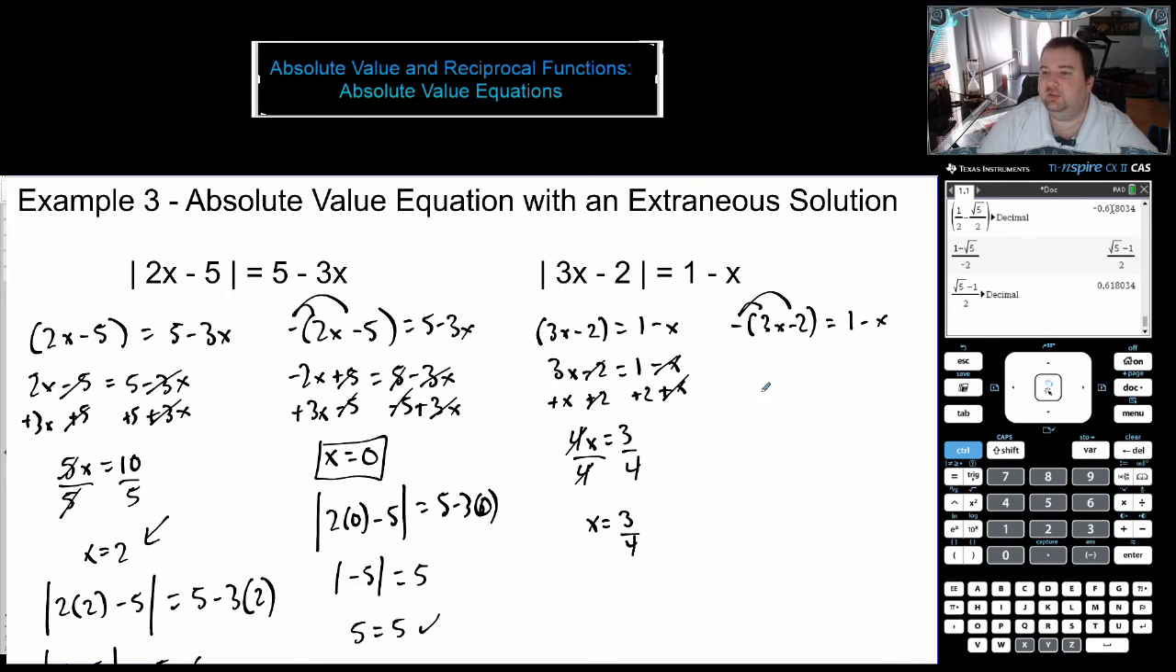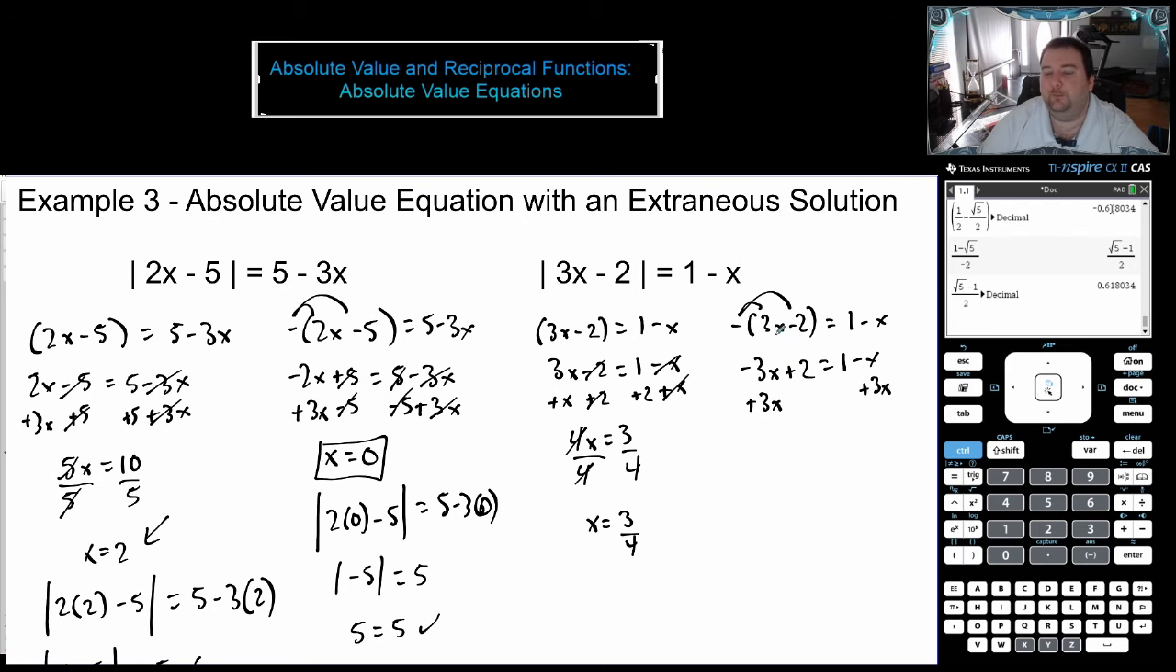Let's distribute the negative signs. Negative 1 times 3x is negative 3x. Negative 1 times negative 2 is positive 2, equals 1 minus x. Now we're going to, again, move things around. I'm trying to make my x's positive. So I'm going to add 3x here, add 3x there, rather than adding x. Because if I just added x here, I would still be ending up with a negative on this side. Because negative 3 plus 1 is still negative 2. So that's why I chose to move it this way.